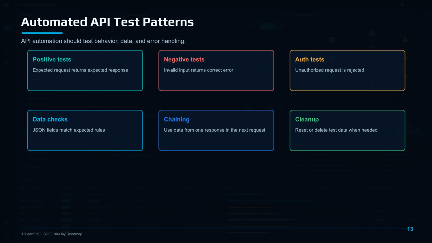The fourth pattern is data validation. You may verify that JSON fields exist, values match expected rules, and response structures remain consistent. The fifth pattern is request chaining. Sometimes one API response provides an ID or token that is needed for the next request. The sixth pattern is cleanup. If your test creates data, the framework should clean it up when possible. These patterns help you move from simple API calls to meaningful service layer automation. Next, we need to talk about test data, database checks, and choosing the right testing layer.